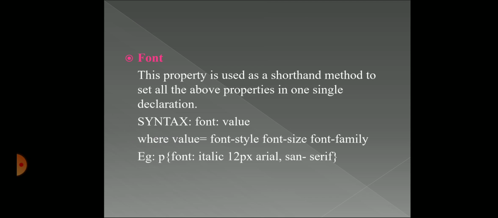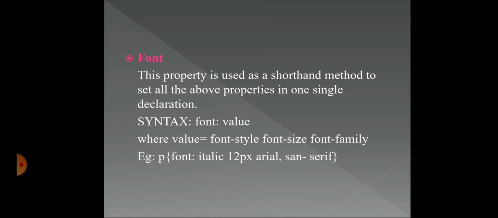The last property that we have for font is the font property. This property is a shorthand method to set all the above properties that we have used earlier, like font family, font size. So we can merge all these properties into a single property, and we call it as font. And what is the syntax? Font value, where value is font style, font size, and font family.